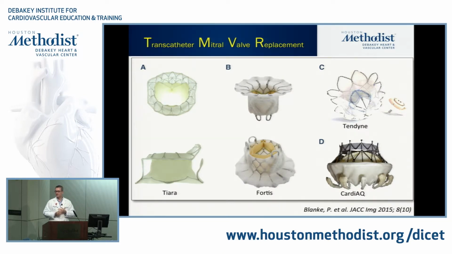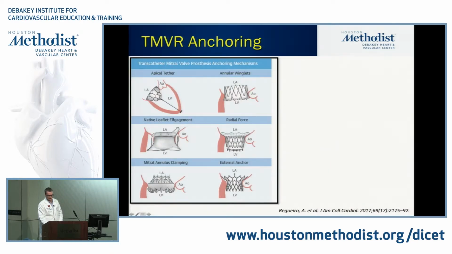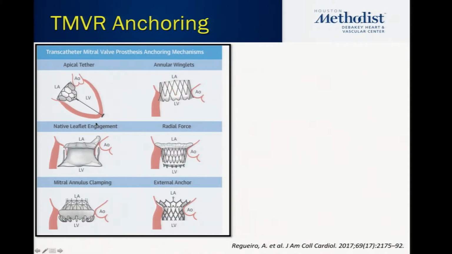And depending on the patient you're putting it in, the annulus is dynamic. So not so much on a functional case, but very dynamic on a prolapse case. So they all sort of approach anchoring differently. This is a little recent review that came out. The Tendyne one is transapical delivered. So you've gone through the apex, it drops a little anchor here, and it tethers the valve. So what keeps it from being ejected into the LA is this tether.